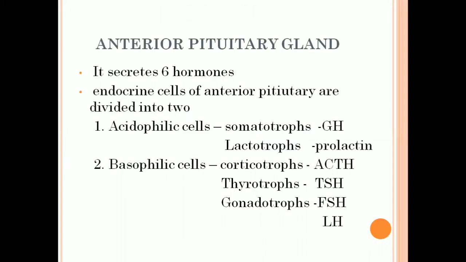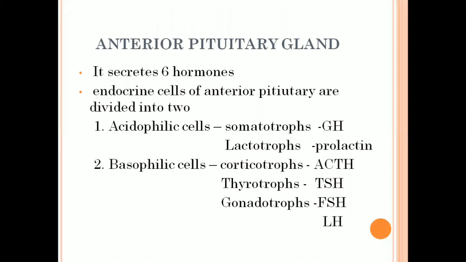It secretes 6 hormones, and the endocrine cells of anterior pituitary are divided into 2 types on the basis of stains they take up. Acidophilic cells stain strongly with acidic dyes, while the basophilic cells stain strongly with basic dyes. There are 2 acidophilic cells, somatotrophs and lactotrophs. Somatotrophs secrete growth hormone or somatotrophin, while the lactotrophs secrete prolactin. There are 3 basophilic cells, corticotrophs, thyrotrophs and gonadotrophs.